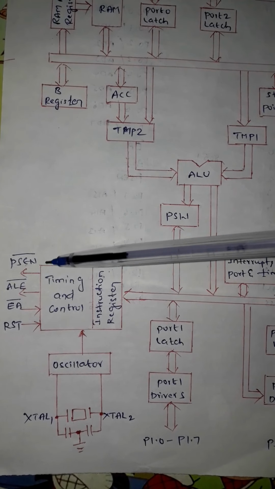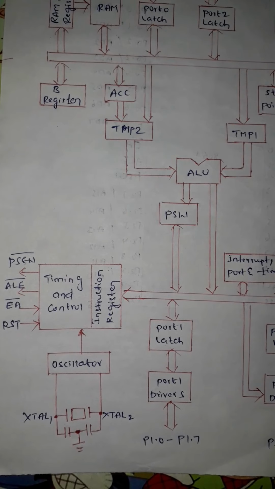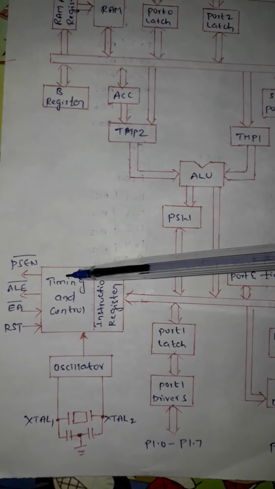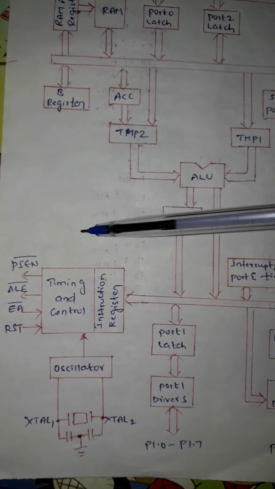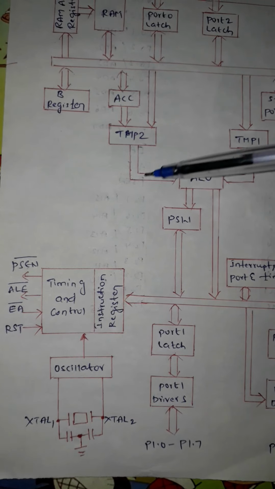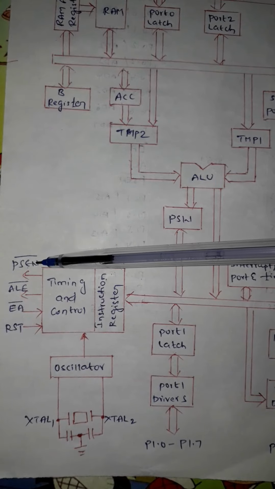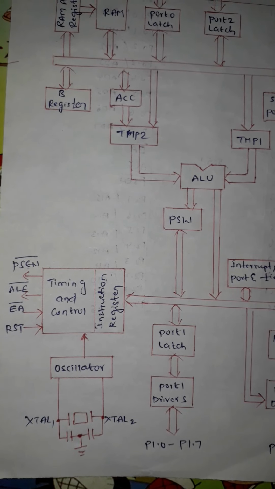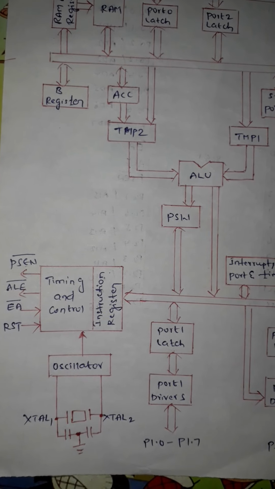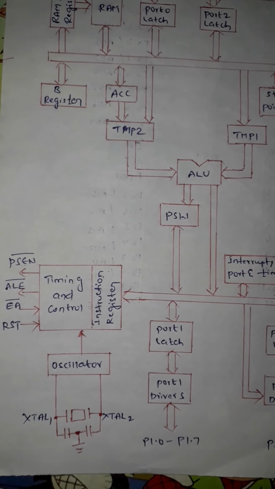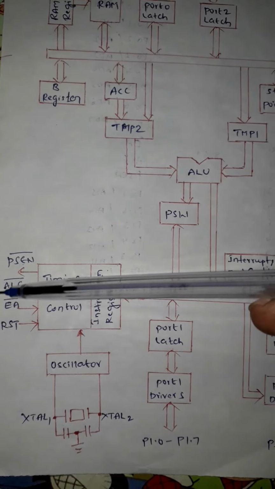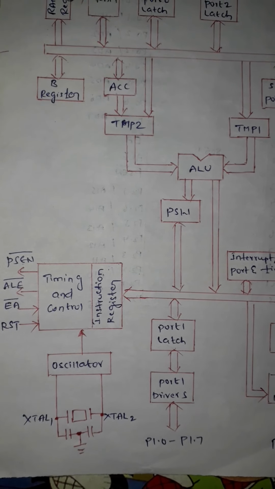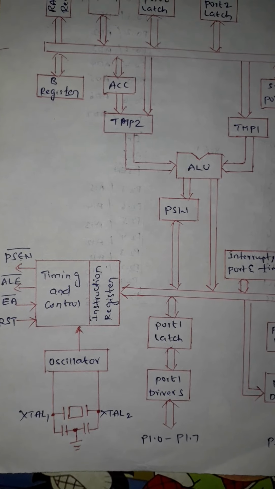Address latch enable, ALE, indicates a valid address on the address lines, and this is used only in external memory access, accessing the program from the external memory. And program store enable, PSEN, indicates that data is read from the external memory. So all these 3 control pins are used in external memory access.